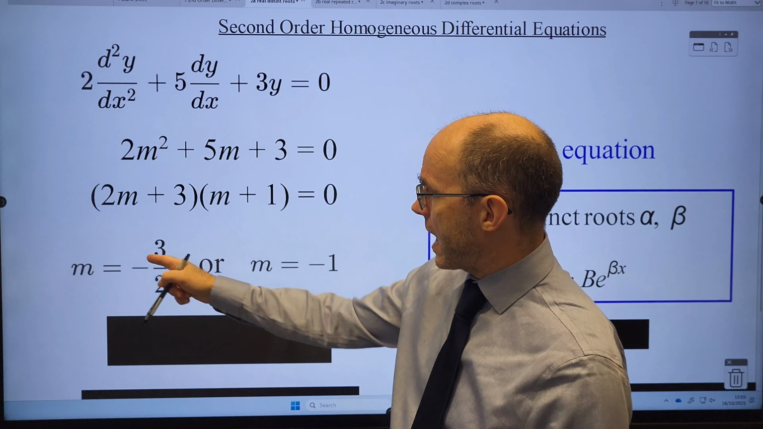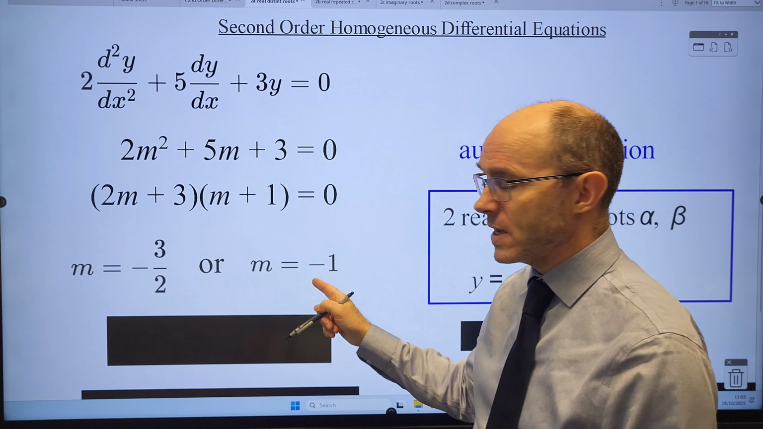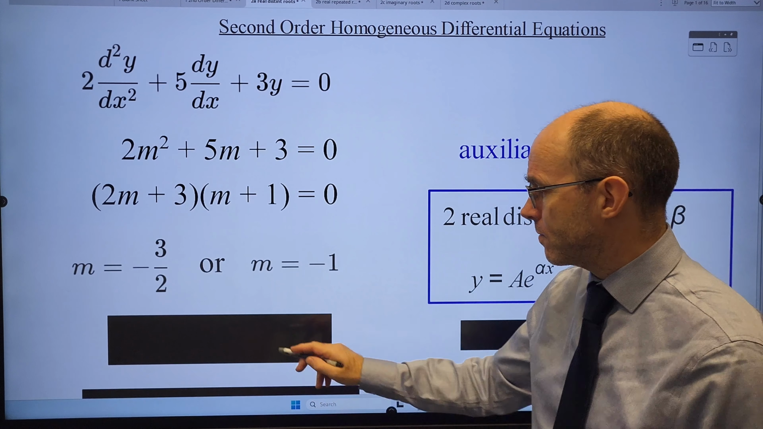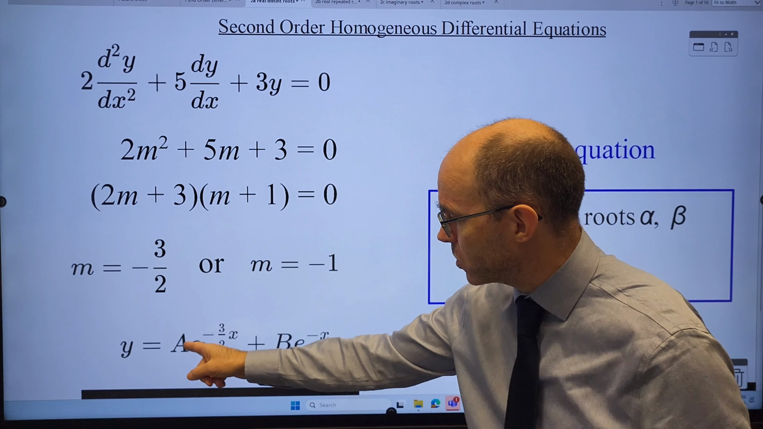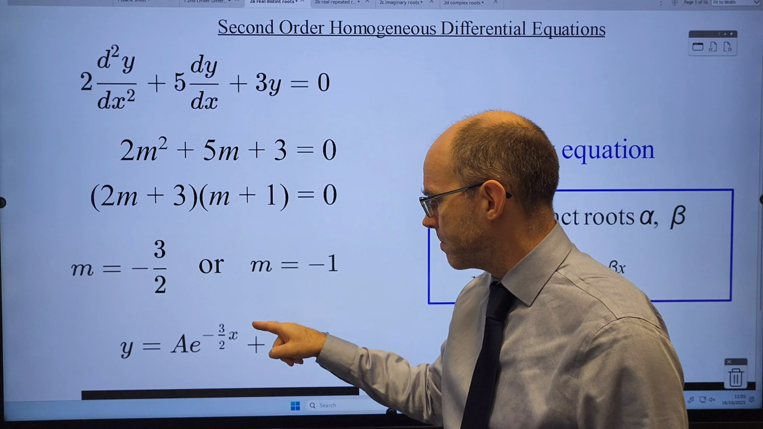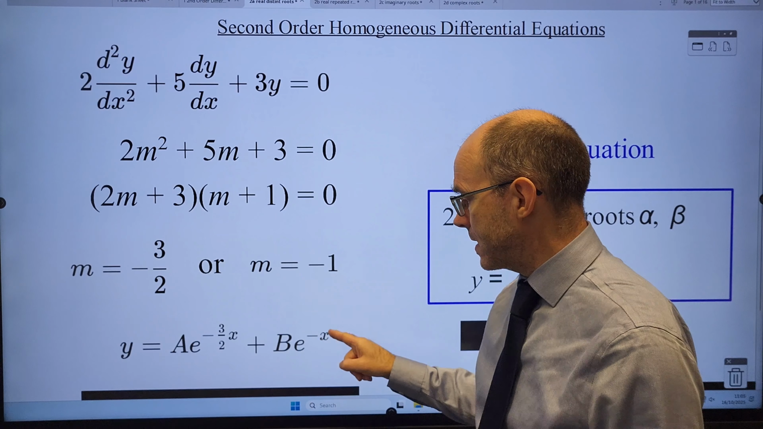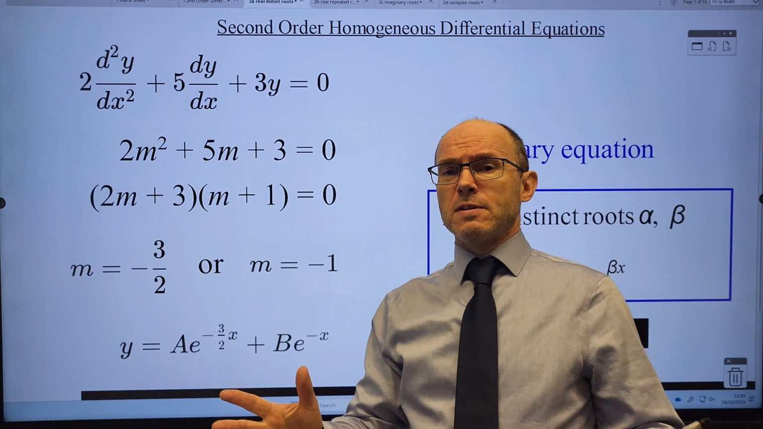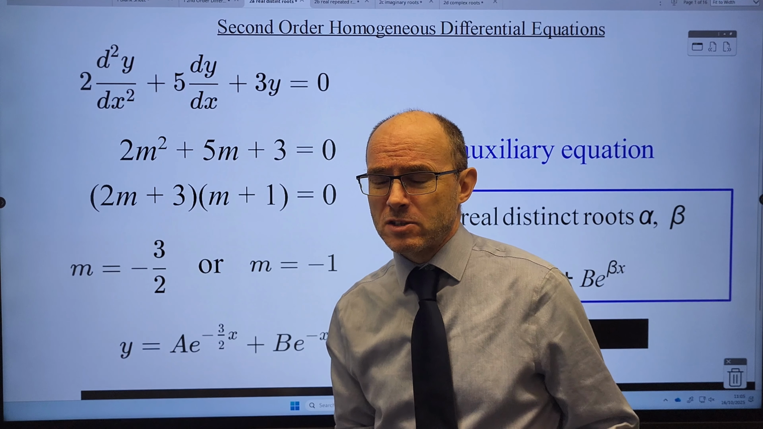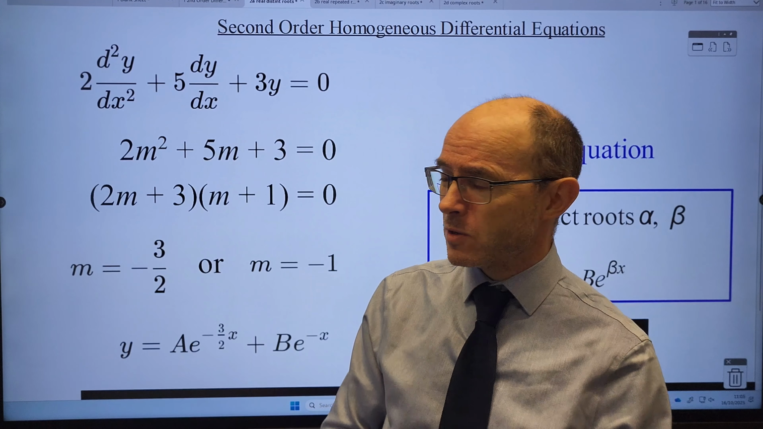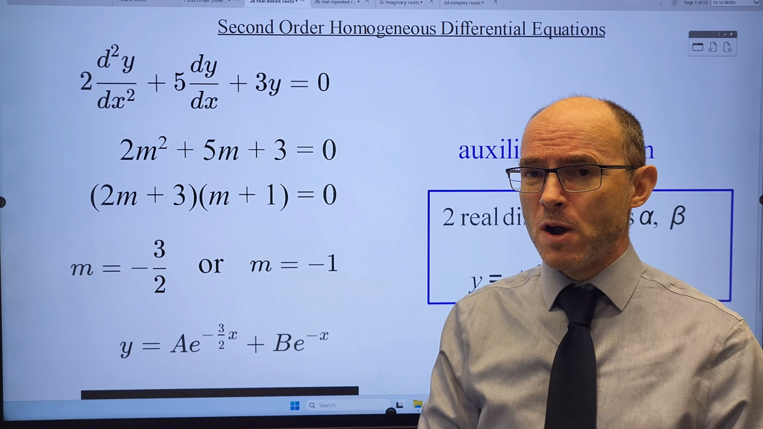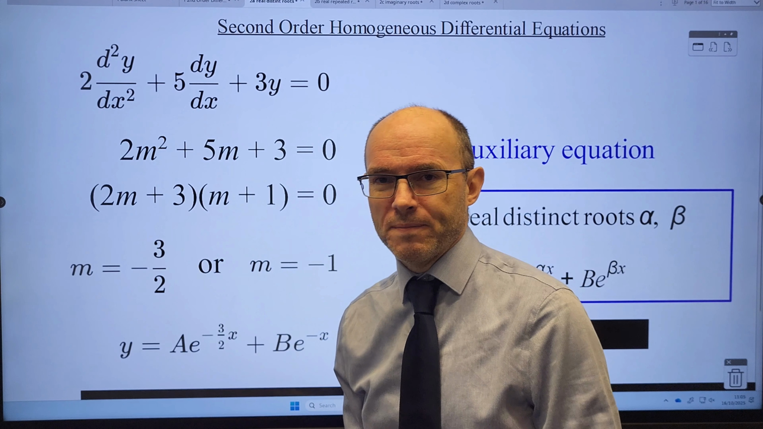So these roots, m equals negative 3 over 2 or m equals negative 1, are going to feature in your general solution. So for your general solution, you're going to have y equals A e to the first root, negative 3 over 2 x, plus B e to the second root, negative x. My advice is you just put these in numerical order. There's no particular reason, it's just that I've noticed most mark schemes tend to favour having these in numerical order. So if you want to match the mark scheme perfectly, just go for numerical order.